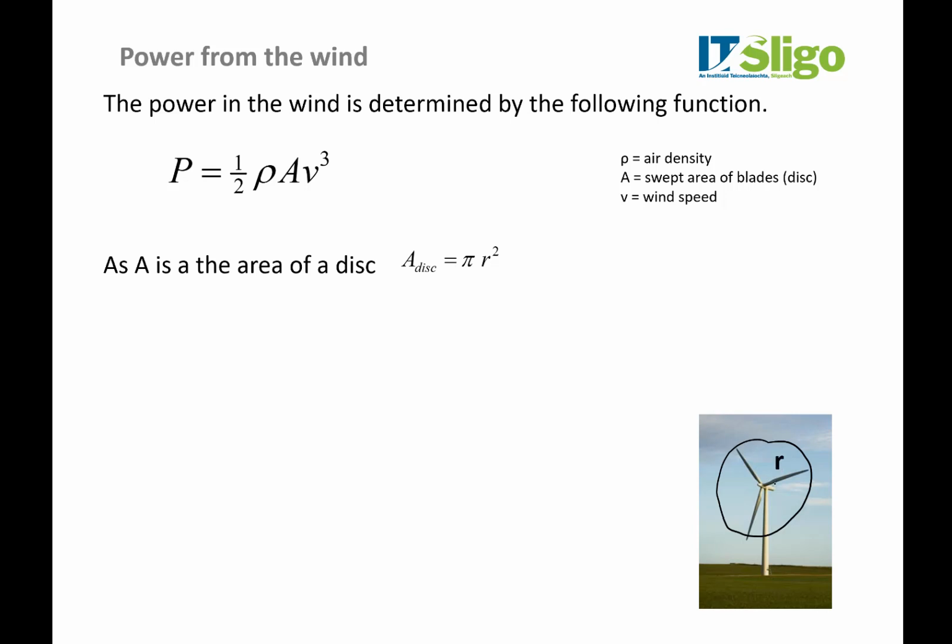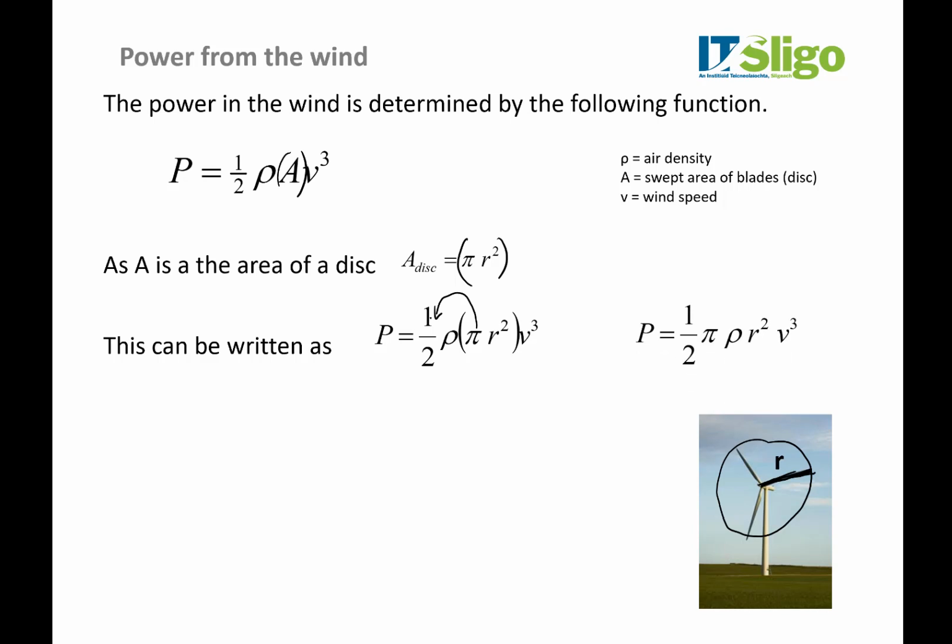So in terms of our wind turbine, the blade length is just r. And we're going to substitute this in instead of A. So now we've replaced A with pi r squared. And now, just to be polite, we always write any constants at the start. So the half is a constant and the pi is a constant. So to be written properly, our function would now be written like this.